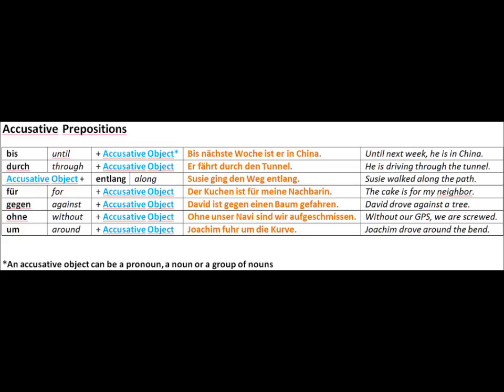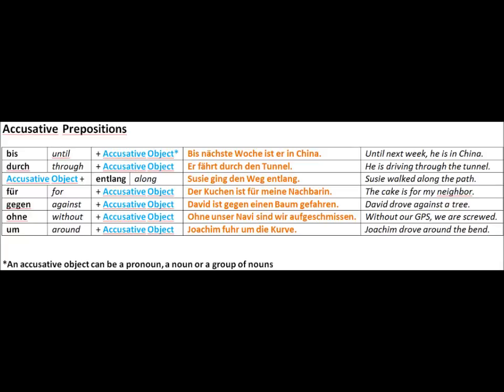This table shows you an overview of accusative prepositions. Accusative prepositions are prepositions which are followed by the accusative object. However, there's one exception. The preposition entlang is preceded by the accusative object. All right? Some of you might be wondering, what is an accusative object? An accusative object can be a pronoun, a noun, or a group of nouns. It can also be an entire clause, but we're going to be looking at that at a later stage.